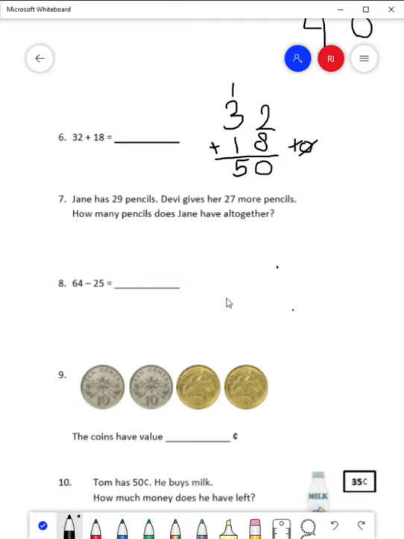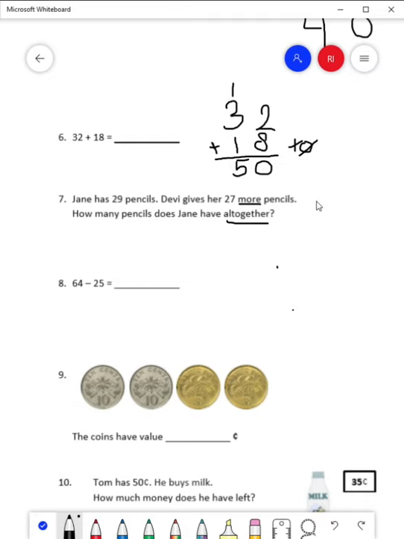Okay, so let's move to the next question. Number 7 is about word problems. Jane has 29 pencils. Devi gives her 27 more pencils. How many pencils does Jane have all together? Remember that the keyword here is all together. And also, there is the word more here. So it means that the question is actually an addition question. So let's finish this.